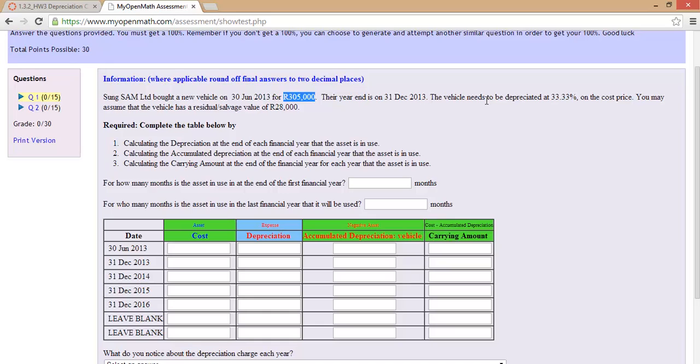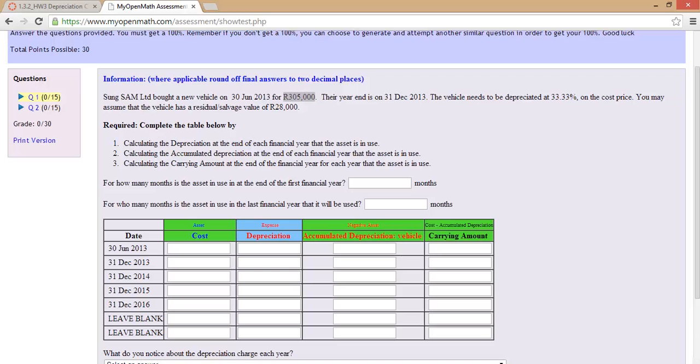The vehicle needs to be depreciated at 33.33% on the cost price. You may assume that the vehicle has a residual value of 28,000 Rand. Remember, a residual value is how much the asset can be sold for at the end of its useful life. So let's draw our timeline to get this picture.